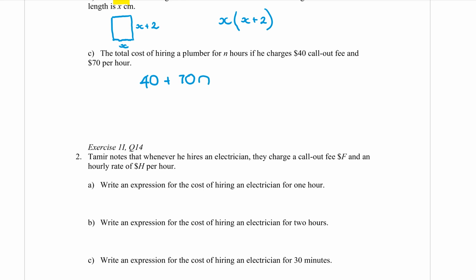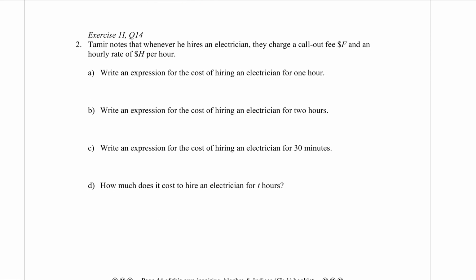Okay, question 2. Tamir notes that whenever he hires an electrician, they charge a call-out fee of F dollars and an hourly rate of H dollars per hour. Write an expression for the cost of hiring an electrician for 1 hour. Okay, so this is similar to part C in the last question that we did. So there's a call-out fee, which is F. So we have to start by paying F dollars. Then we're going to add on to that H dollars for every hour. Now it says it's only 1 hour, so we only need 1 H. Now we know we don't need to write a 1 if it's next to a H. We can just write H.